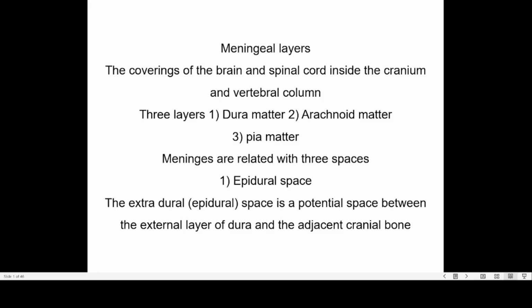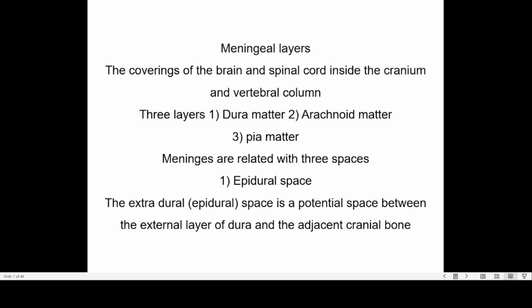So today we discuss the meningeal layers. The meningeal layers are the layers which cover the brain and spinal cord inside the cranium and vertebral column. The central nervous system organs, the brain and spinal cord, both are covered inside the cranium and vertebral column, covering the whole part of the brain and spinal cord.